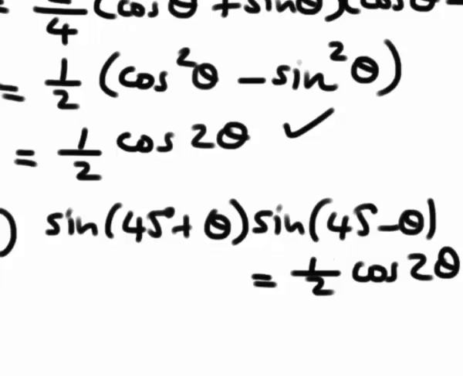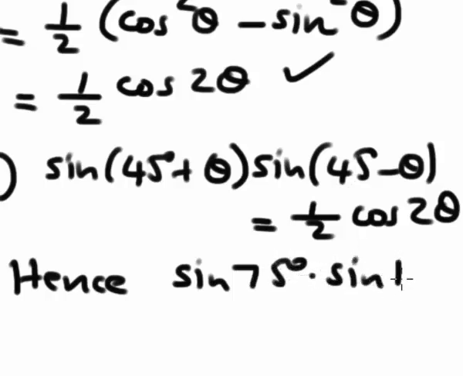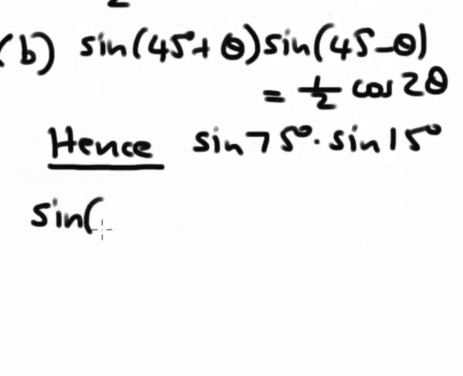Now, they often use the word hence. Hence, what they want you to work out is sine 75 multiplied by sine 15. Hence means use this identity at the top that you just proved: sine 45 plus theta, sine 45 minus theta is equal to a half cos 2 theta. Use that to answer this. Look at this, there's a sine and a sine, and then we've got a 75 and a 15. Now, can we express the left as 45 plus something? What could theta be?